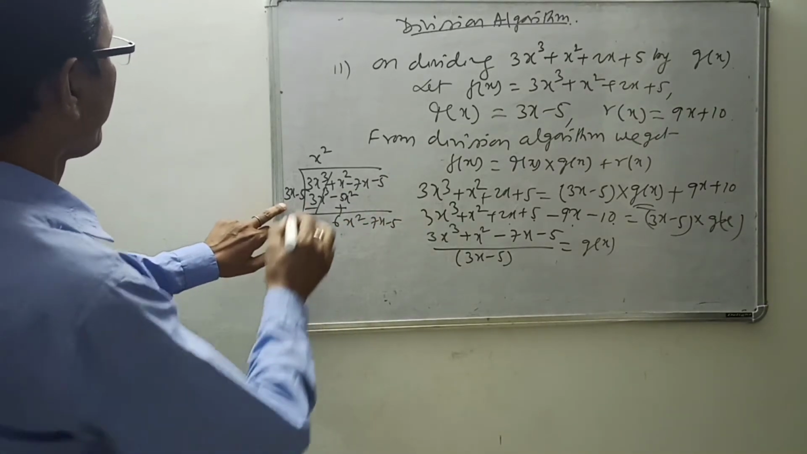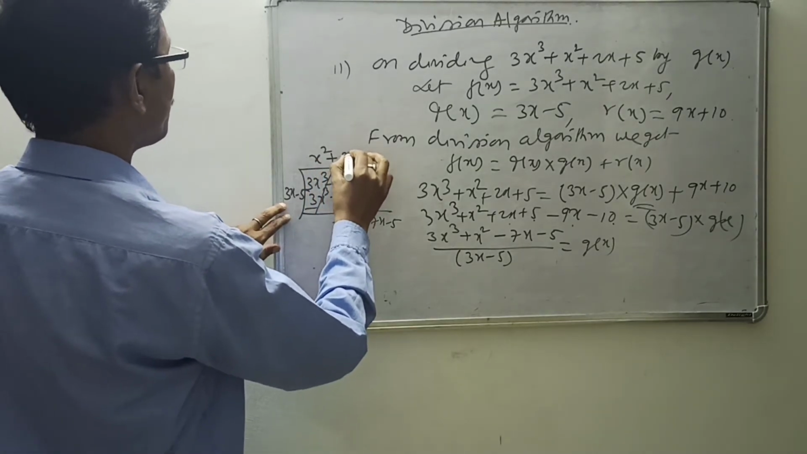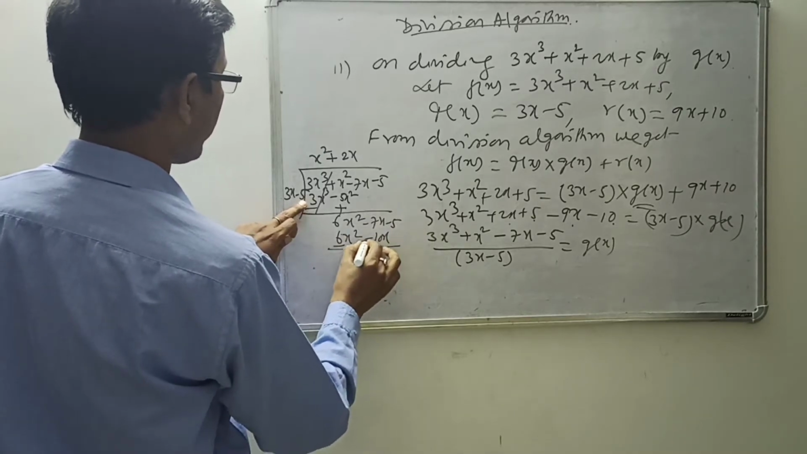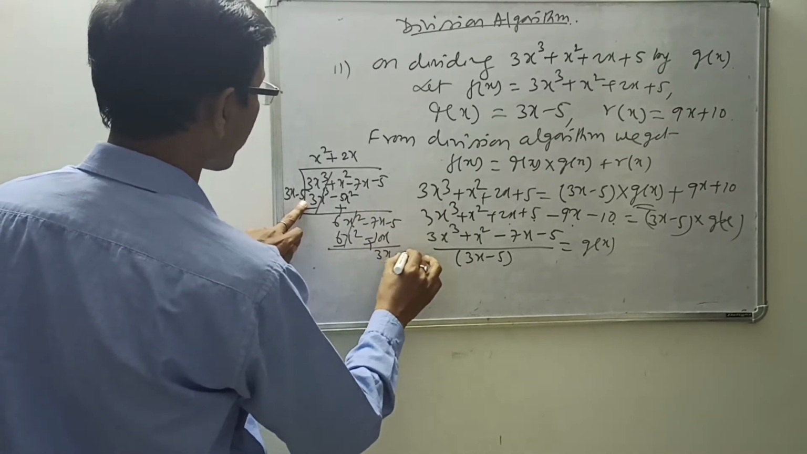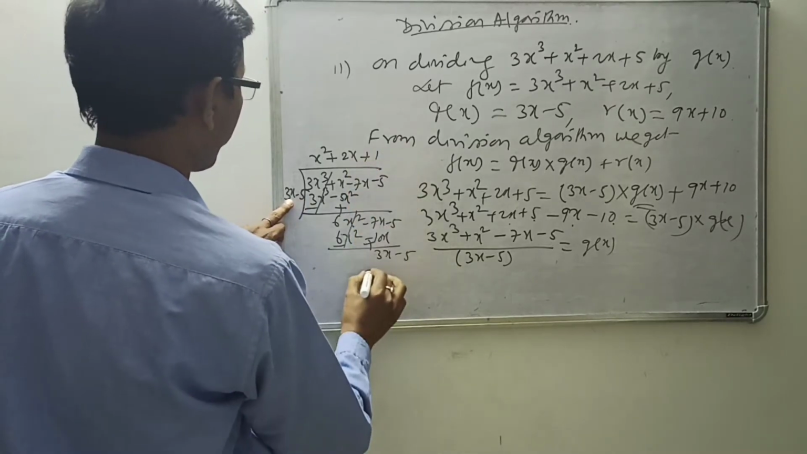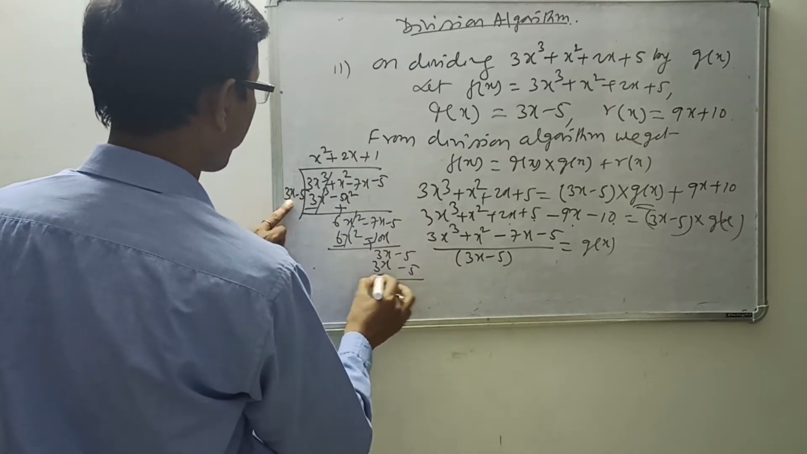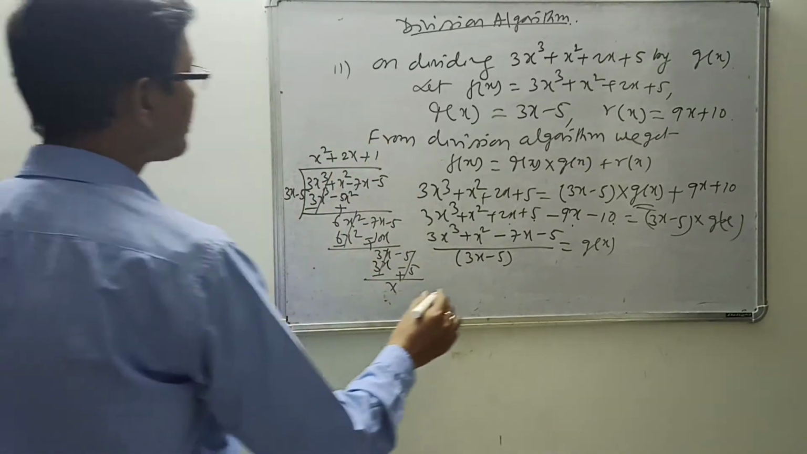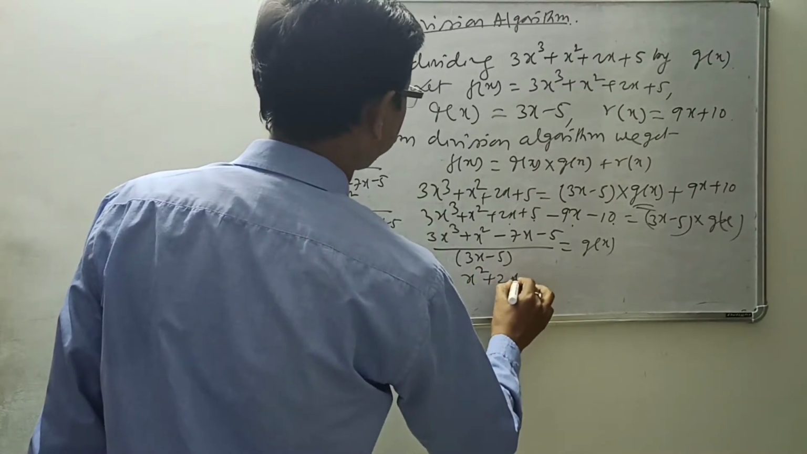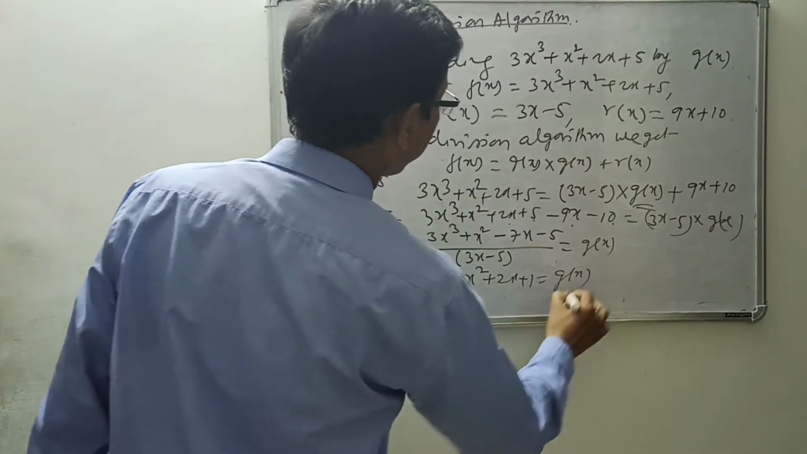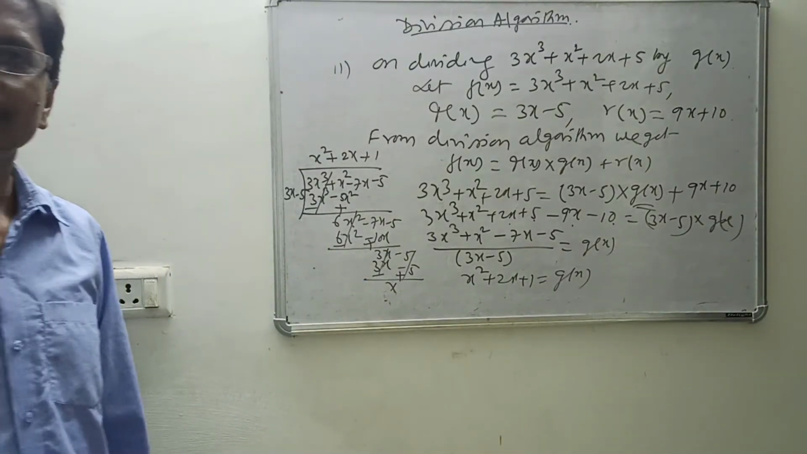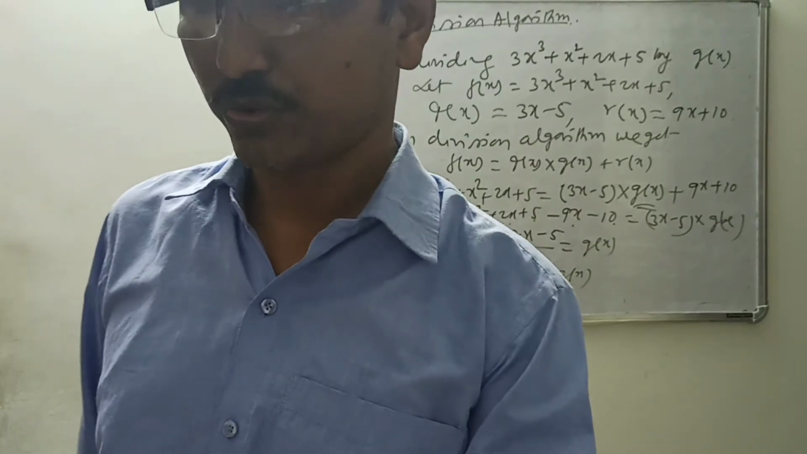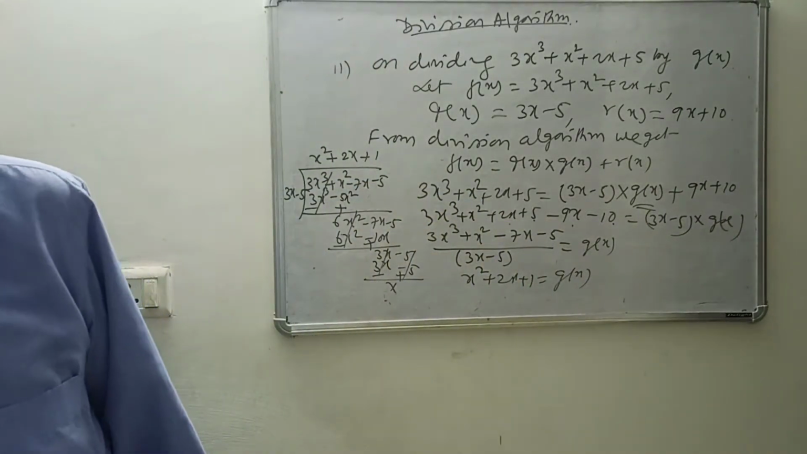So again it will be what? Plus 2x, minus 10x. So it will come 3x minus 5 plus 1. So ultimately this is coming, so that becomes the gx. So that's what you got. Okay. So in this way we can divide and we can get that. So that's one division we have done.